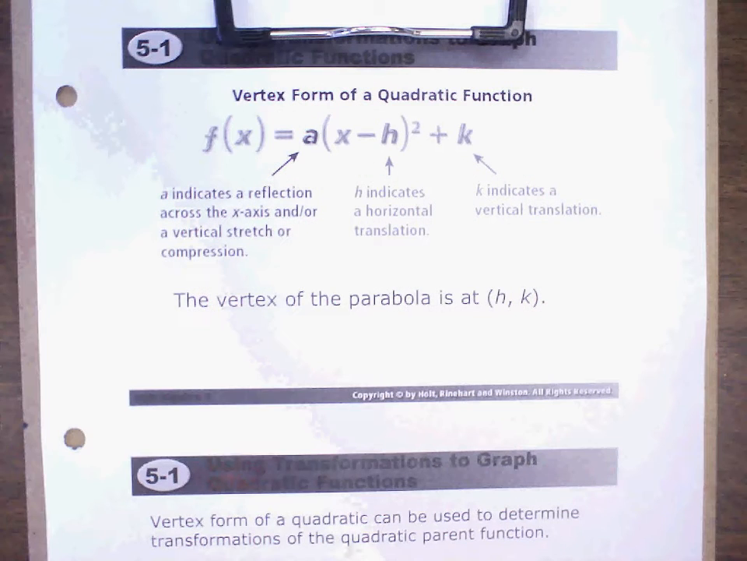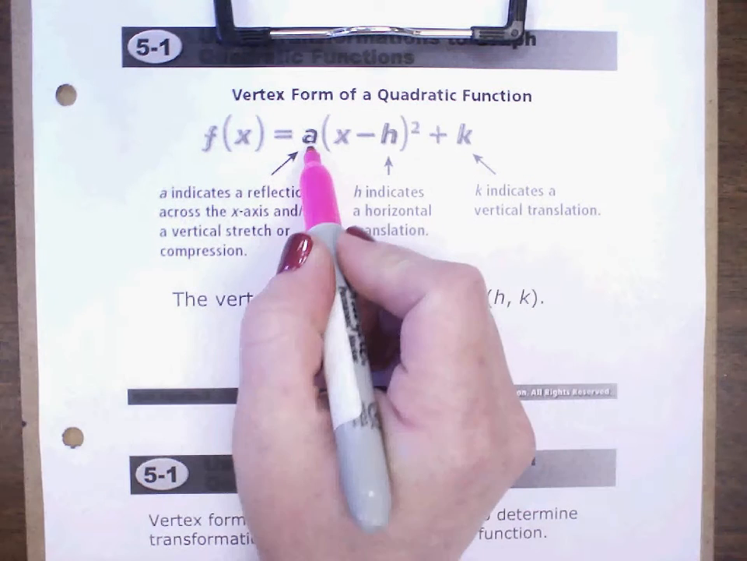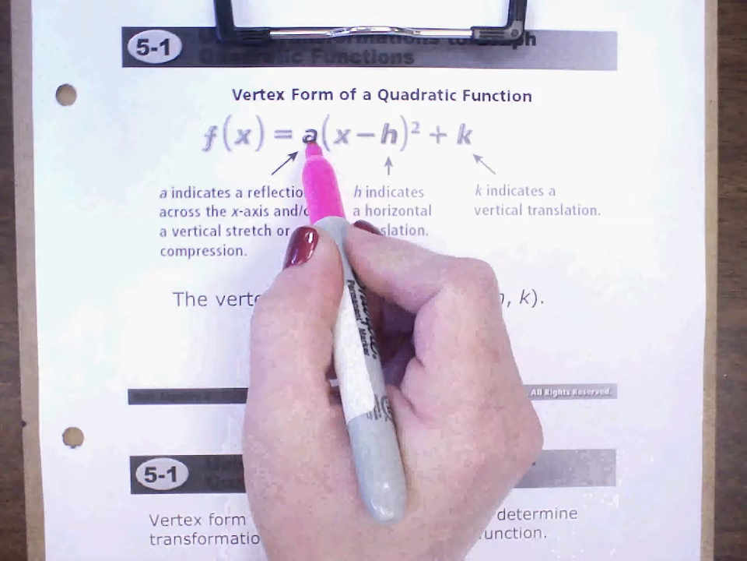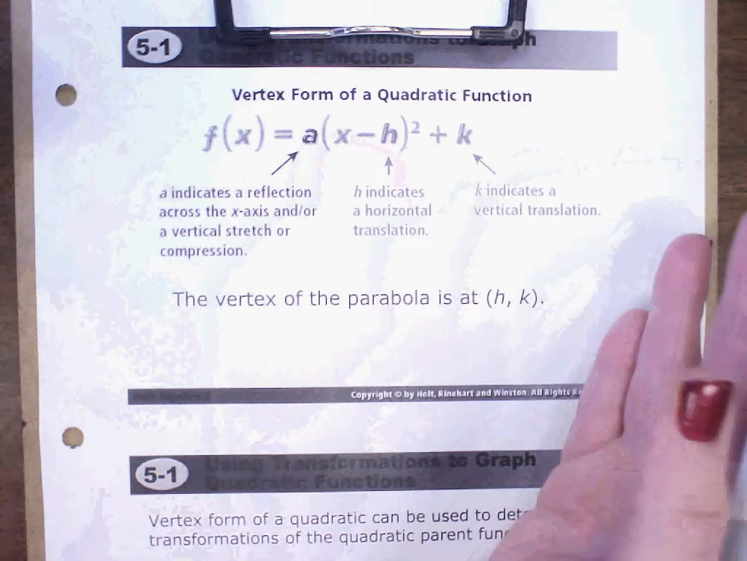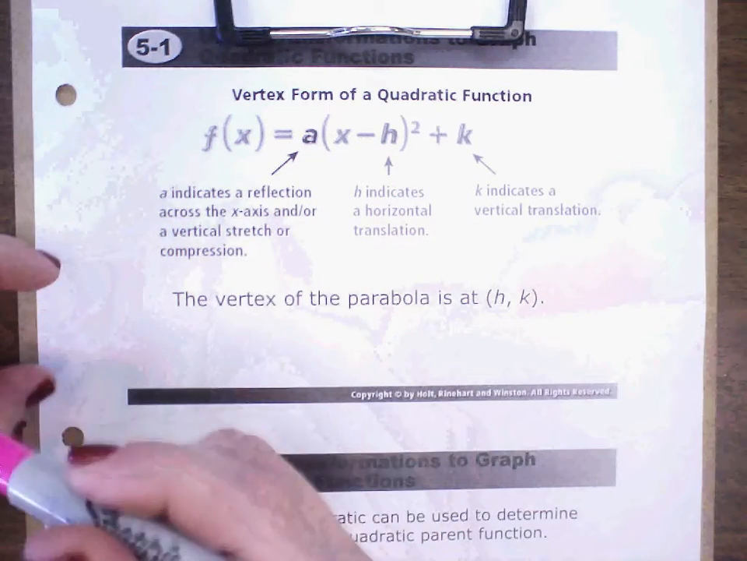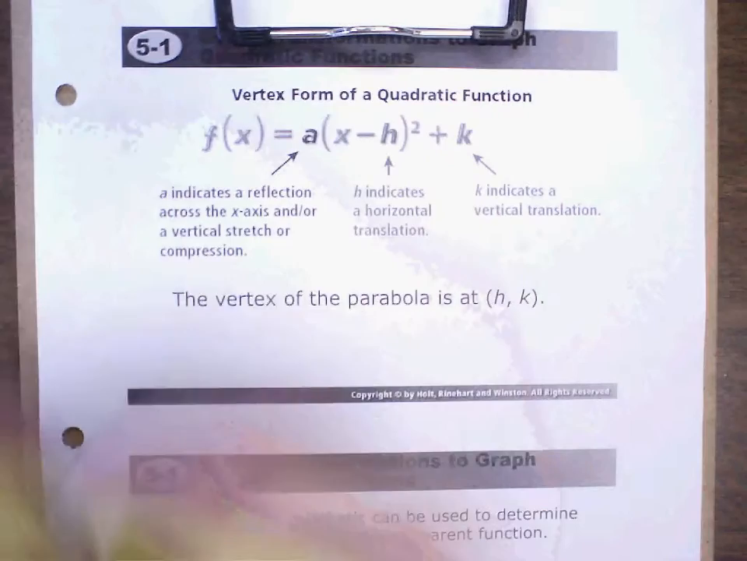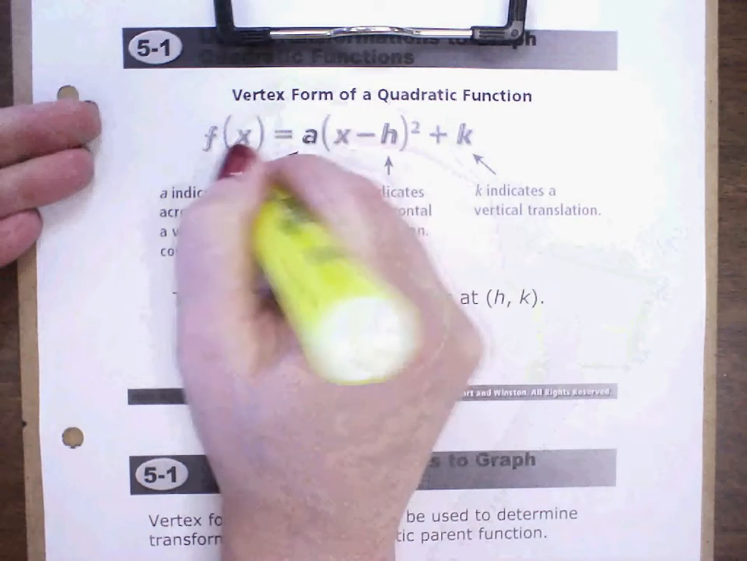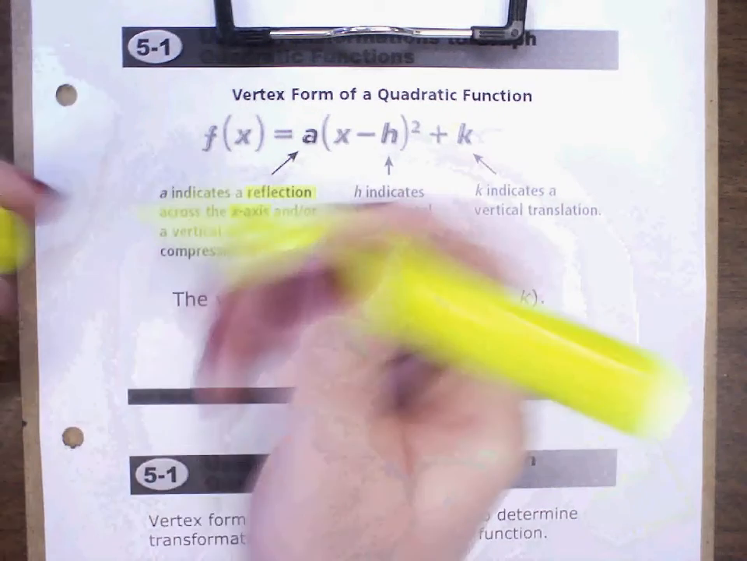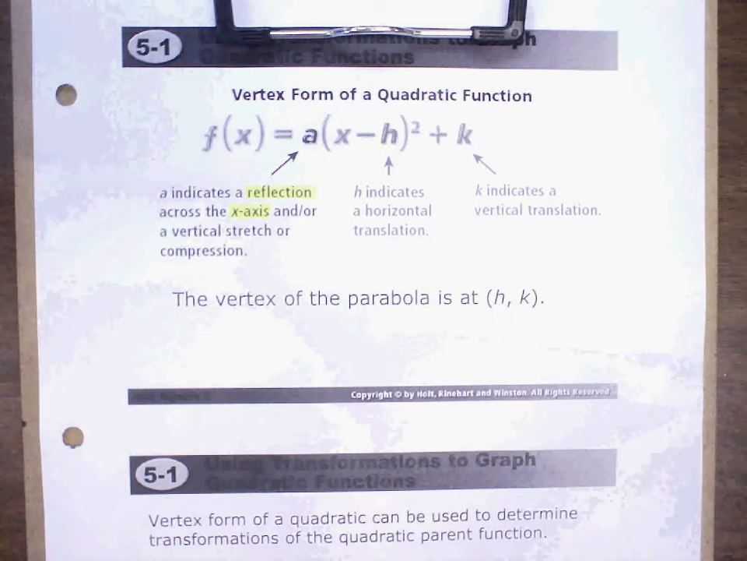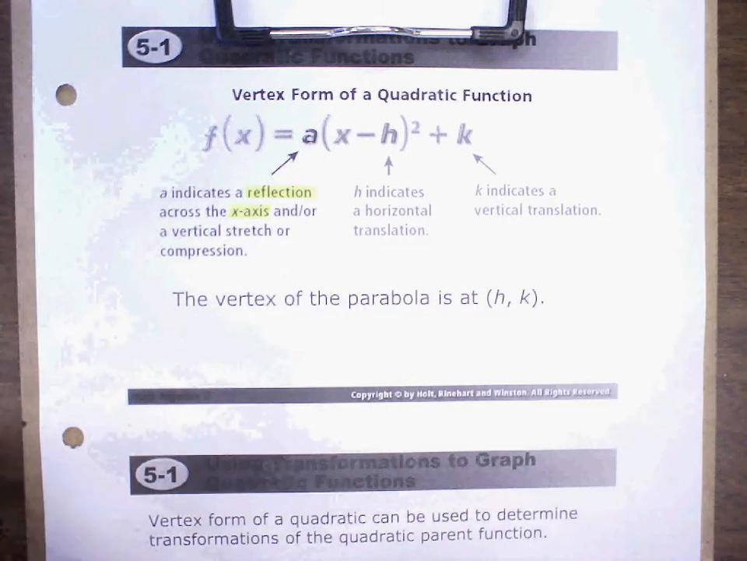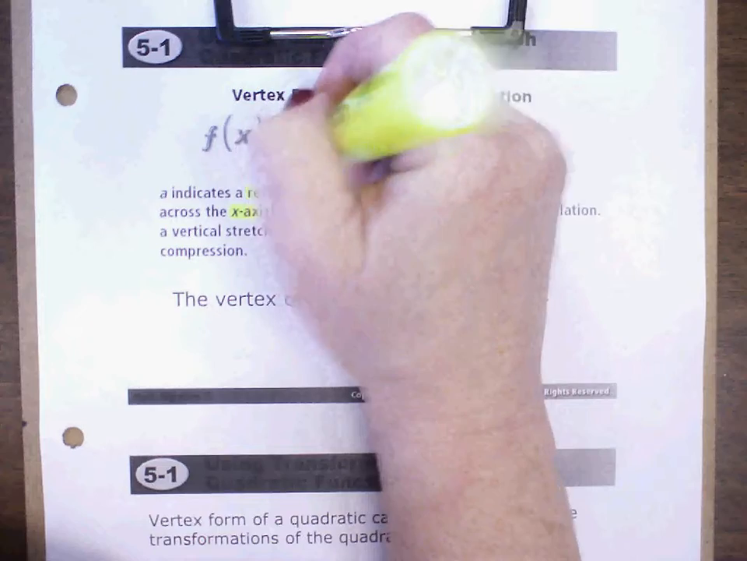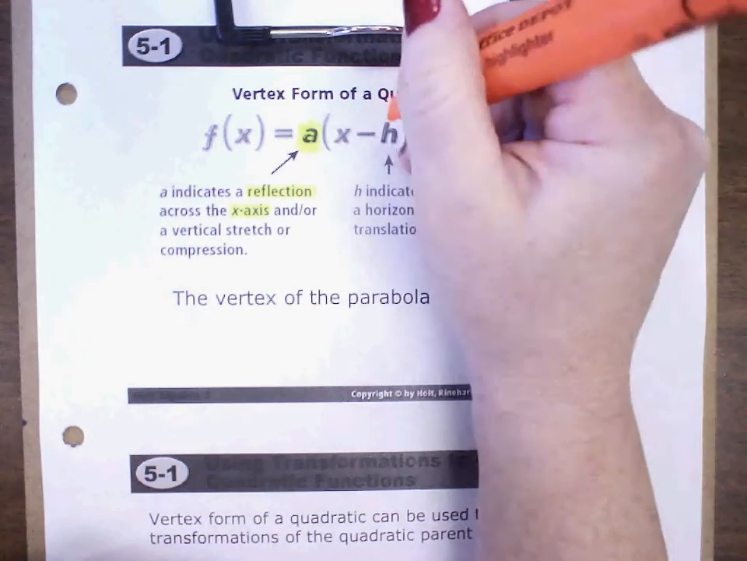All right, so on the vertex form, this number, which is A, tells you if it opens up or if it opens down. That is called the reflection, okay? So A indicates if there's a reflection across the x-axis, right? If it's positive, it opens up, and if it's negative, it opens down. That would be A.